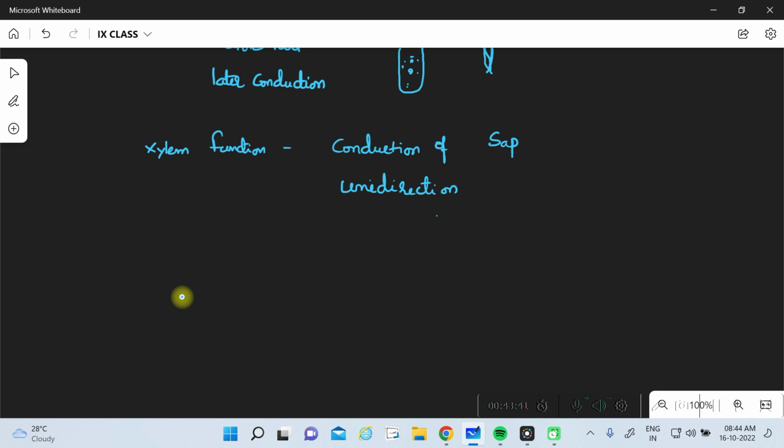Secondly, it provides mechanical support. Mechanical support is another function of the xylem. Xylem provides mechanical strength to the plant because of the occurrence of thick-walled lignified components inside it, and xylem is the source of wood. The wood of the plant is mainly made up of xylem, which has a commercially important role for humans.